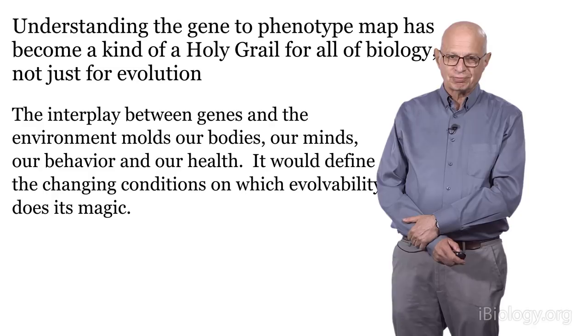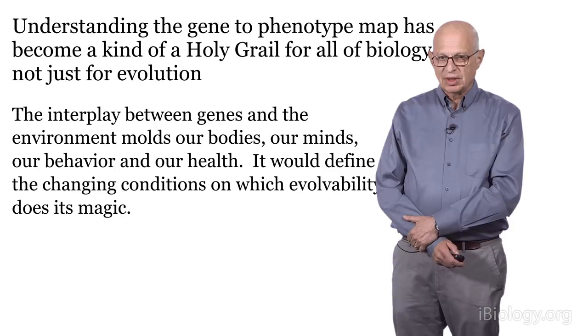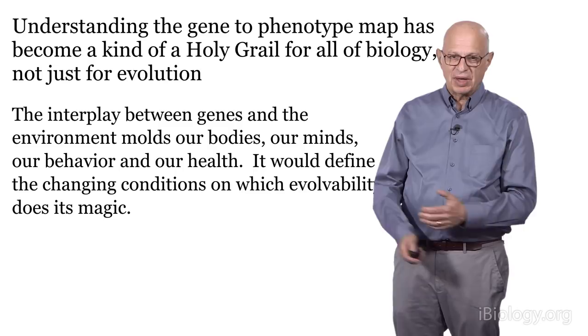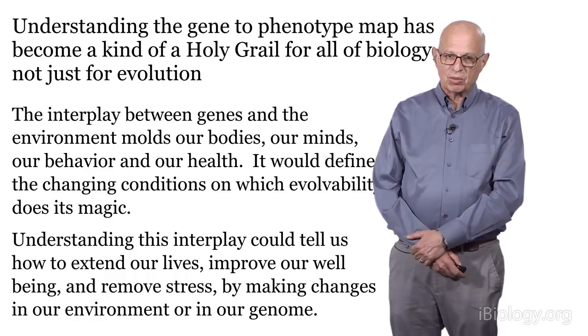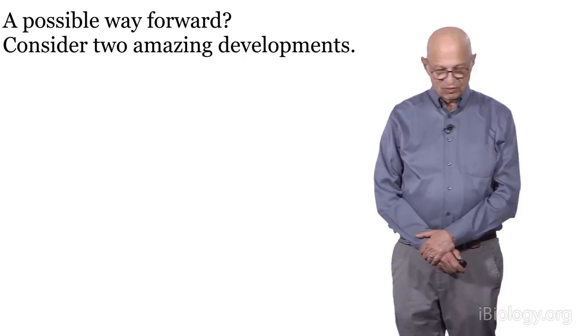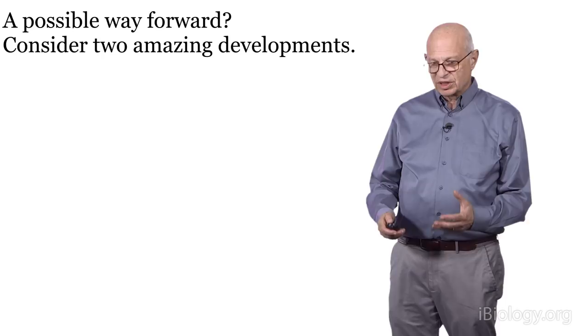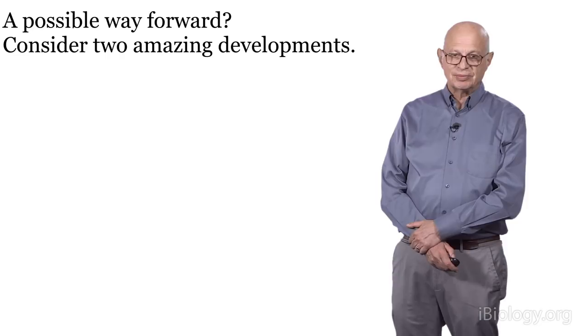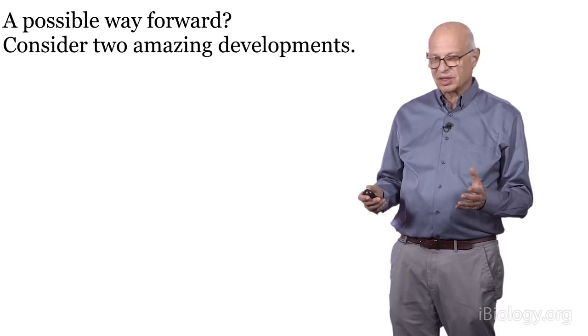And that would be useful, not just for evolution, but would tell us how the environment molds our bodies, our minds, our behavior, and our health. And it would define the changing conditions in which evolvability can do its magic. So we might extend our lives, improve our well-being, remove stress, or take the clues from what we've learned and make changes in our environment, or even now in our genome. Now, how do we go forward from the complexity of information we're building up to the goal, which is some sort of understanding, which means some real reduction in the dimensionality of this information to something we can perceive? Is there a possible way to go forward? So let's deal with two amazingly complex processes, which I would argue have something in common, at least formally.